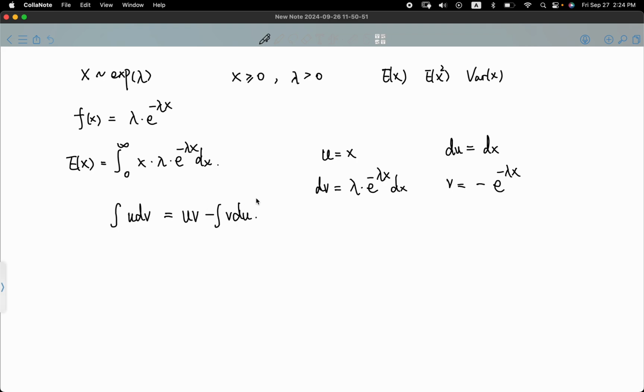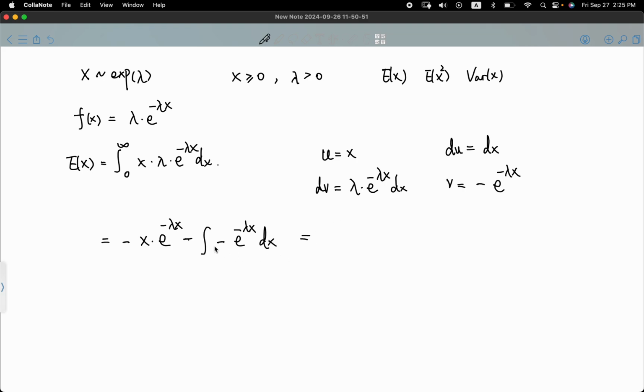And now let's just complete the right hand side here. So uv is negative x e negative lambda x. So that's u multiplied by v, and then minus the integral of v du. There's another negative sign here from the v, and du is just dx.